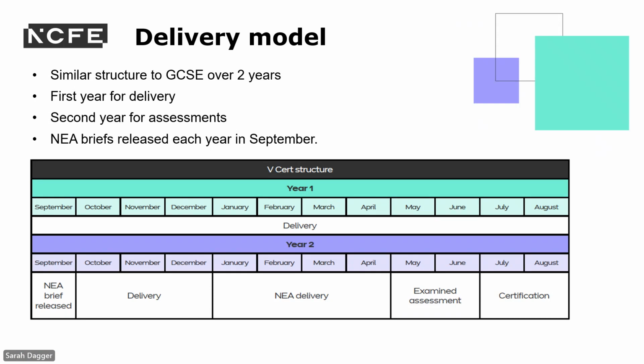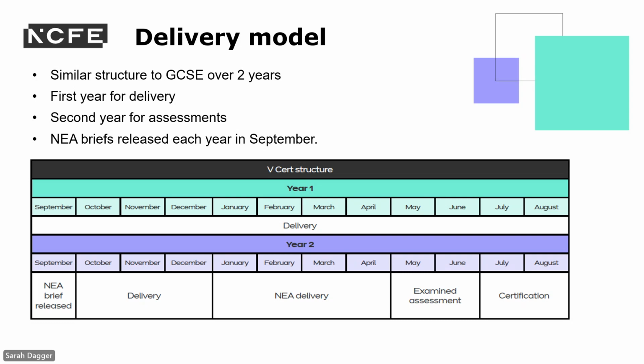So here's a visual structure of the new VCert, and we did cover this more in depth in part 1 of the Prep to Teach, which is available on your YouTube playlist, but I'll talk over it a little bit because I know that was one of the questions. You can see from the structure that year 1 is delivering the content, and then in year 2, the NEA brief is released in September, but it doesn't have to be delivered then.